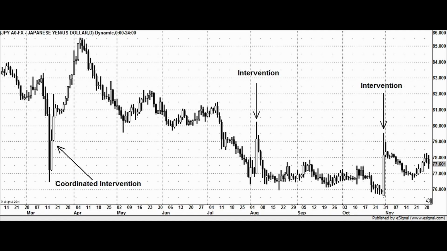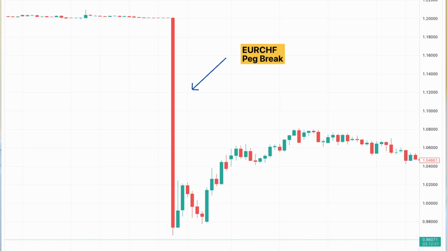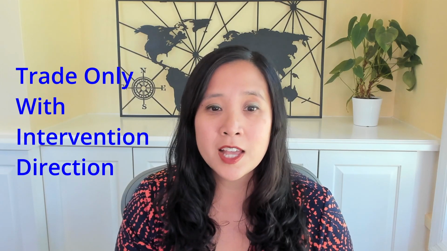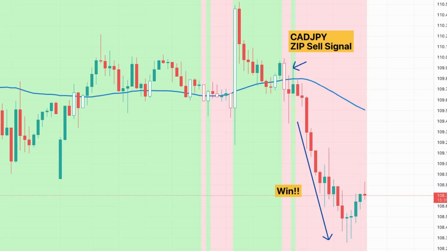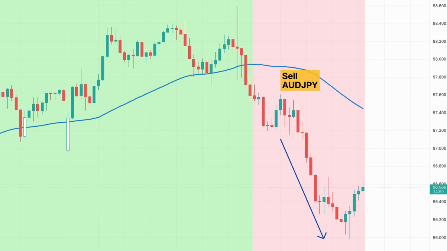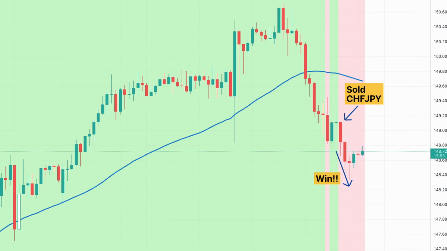The second way to trade intervention is to fade it. We haven't had the opportunity to do so yet, but as you've seen in this example of dollar yen in October and August of 2011, and this Euro-Swiss peg in 2015, big moves like these do not have continuation. You can buy on the close of the daily candle and ride the move for 100 pips or so, but don't be greedy. The third way is to only take trading signals in the direction of the potential central bank intervention, which is what we did in CAD yen, Aussie yen, and Swiss yen trades this past week.